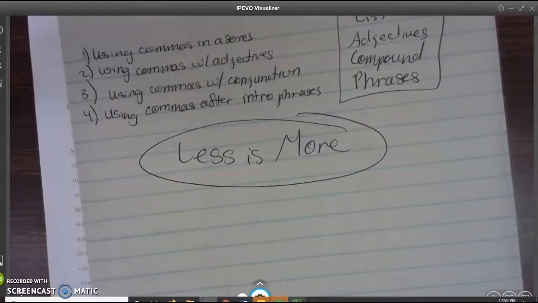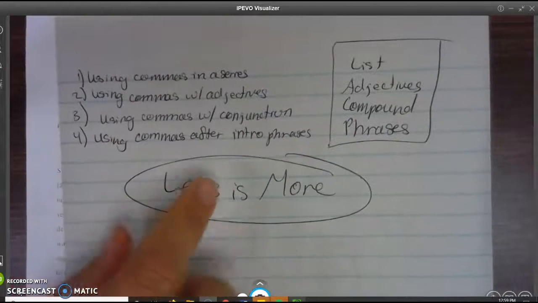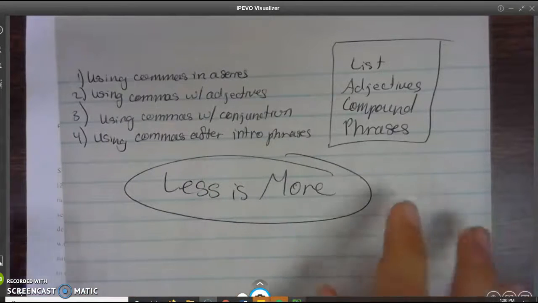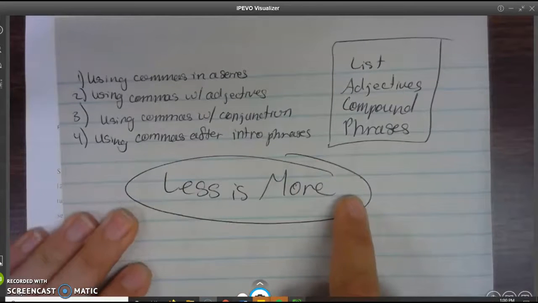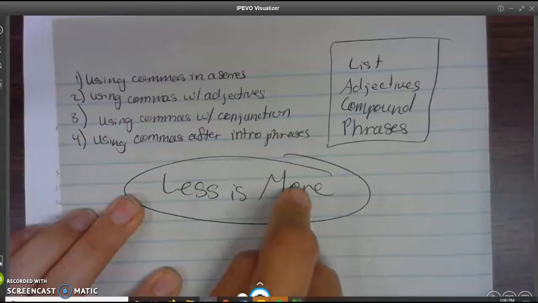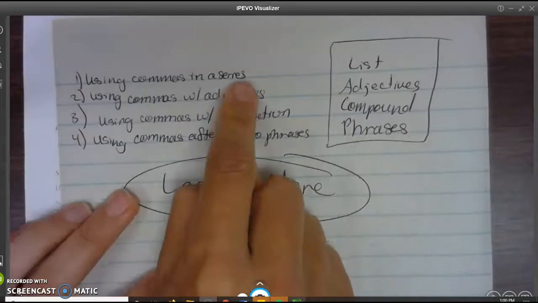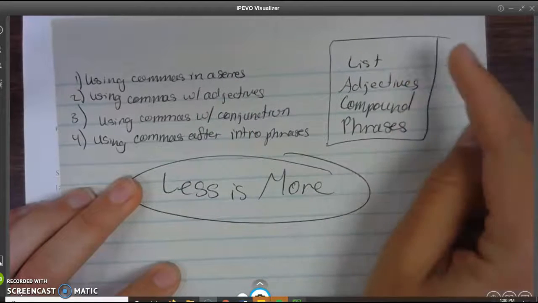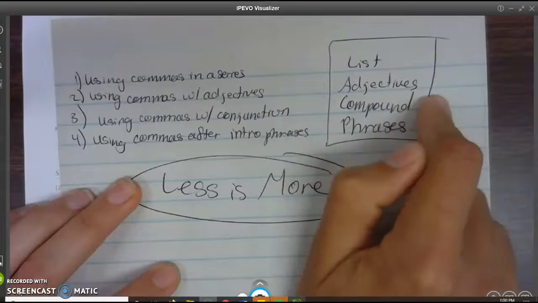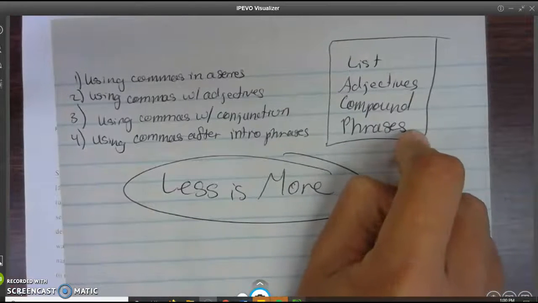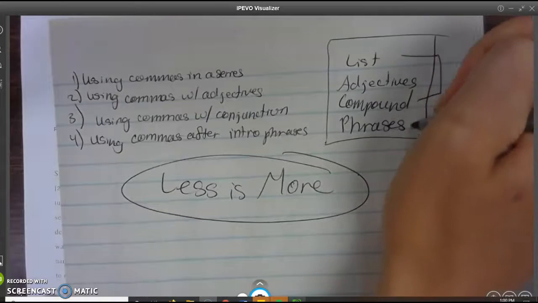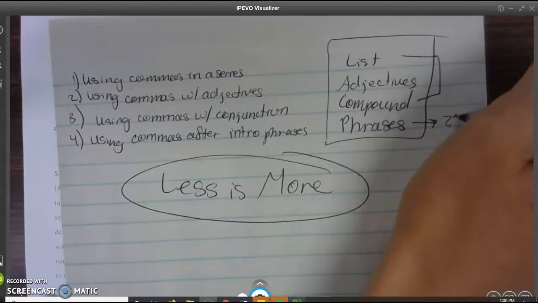ACT test prep English section. So, you should have watched 2 YouTube videos. Just a quick reminder, one YouTube video talked about the rule less is more. So when in doubt on the ACT English section, pick the shortest answer. The other video talked about these 4 rules, which I will keep on referring to as lists, adjectives, compound sentences, and then phrases. We will learn about these 3 probably this quarter in the grammar section, and then this one definitely second quarter.